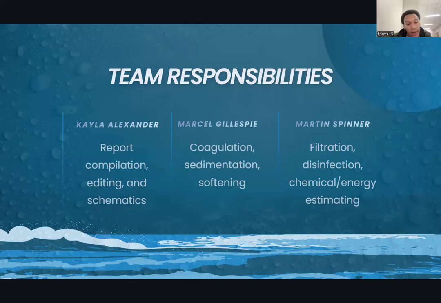So now the team responsibilities. To complete this project, our team worked collaboratively, but also divided responsibilities based on strengths. Kayla handled the report organization and overall presentation quality. I focused on coagulation, sedimentation, and the softening process. And Martin covered the filtration design, disinfection, and all chemical and energy calculations.